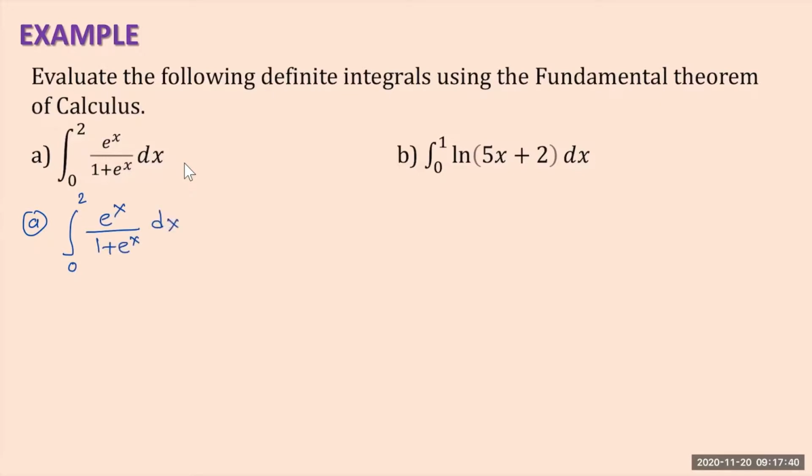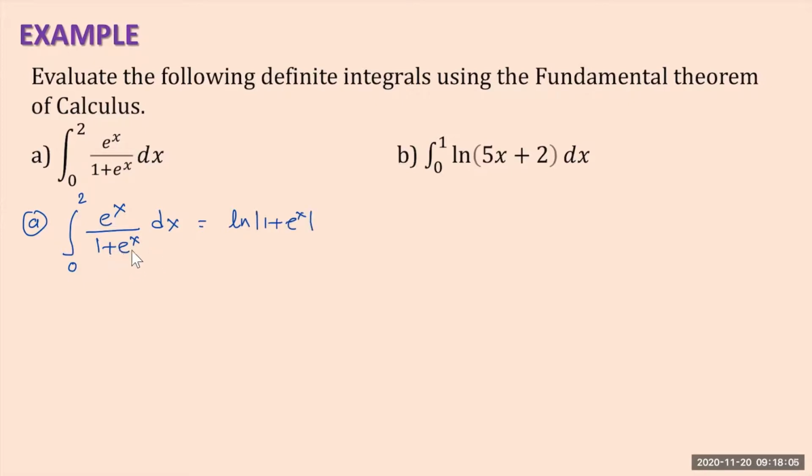If we look at this integral carefully, we'll see that the derivative of the denominator, which is 1 plus e to the x, is in the numerator, e to the x. If the derivative of the denominator is in the numerator, then the value of the integral is equal to the natural log of the denominator. The denominator is 1 plus e to the x.